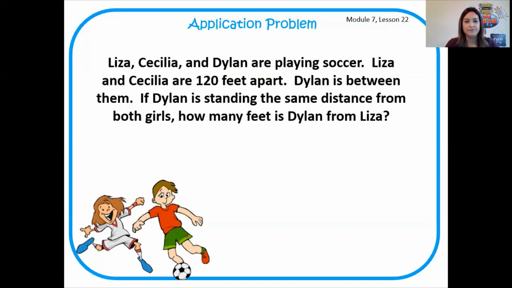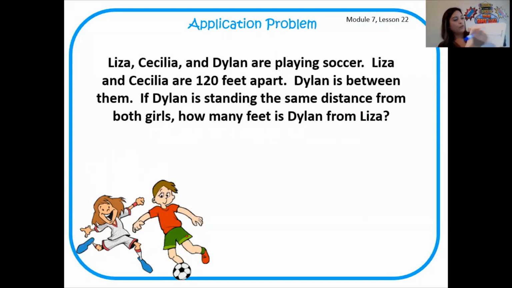from Liza? So again, for this one, the easiest thing to do is draw a number line, just like we did yesterday, right? For lesson 21. So we know that Liza and Cecilia are 120 feet apart, which means that Liza would be at one of our starting points, or one of our endpoints, that's Liza, and this is Cecilia, she's at our other endpoint.